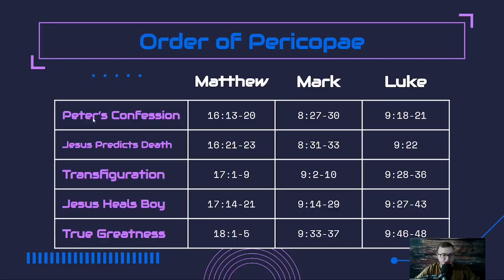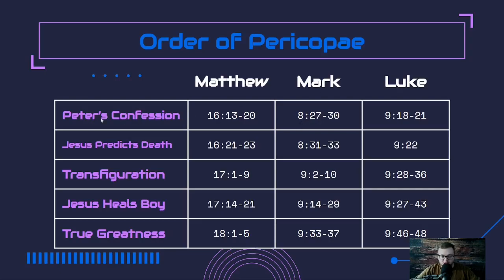Here we have 5 different examples in the triple tradition, being Peter's confession, Jesus predicts his death, transfiguration, Jesus heals the boy, and true greatness. And remember, there are 11 examples in the triple tradition, and for all of them, they all appear in the same order. So check this out. Matthew 16, 13 through 20, then it goes 21 through 23. Then chapter 17, 1 through 9, then 17, 14 through 21, then 18, 1 through 5.